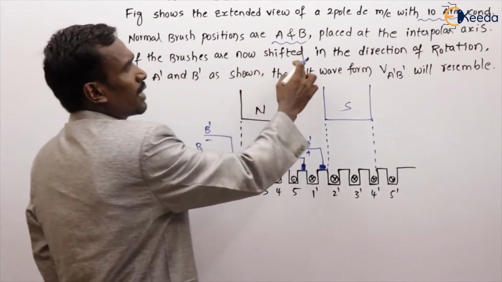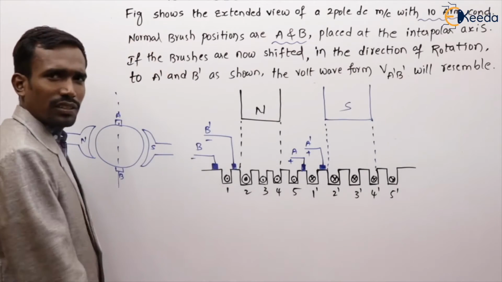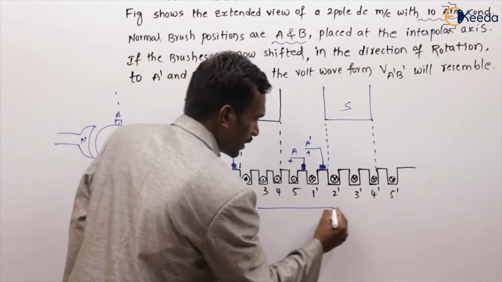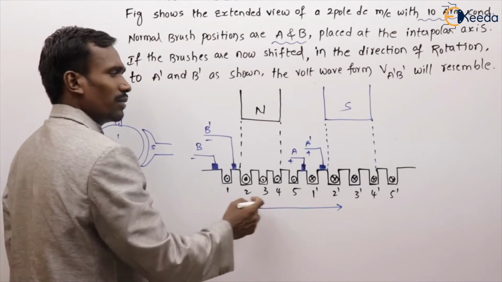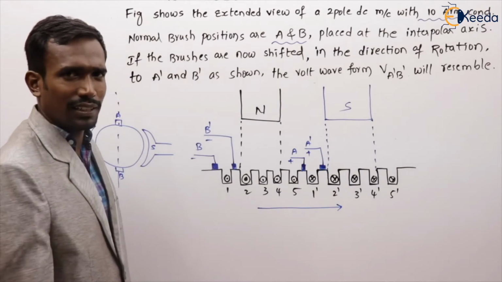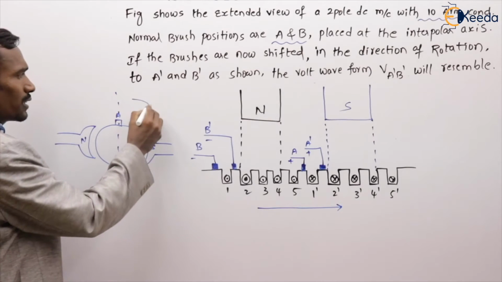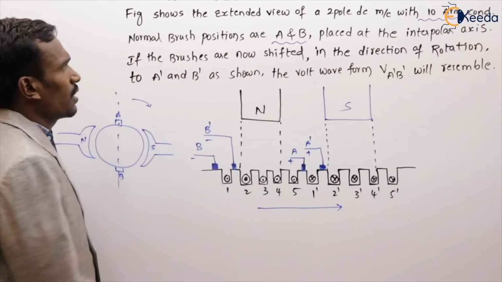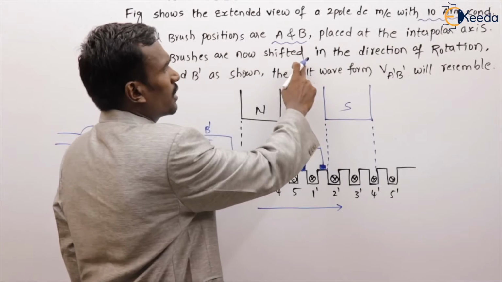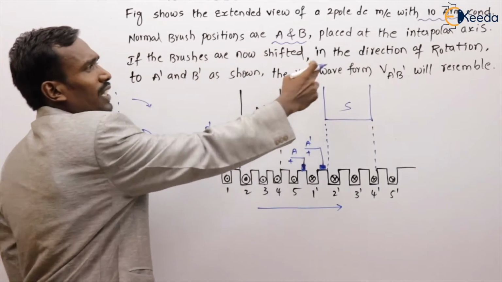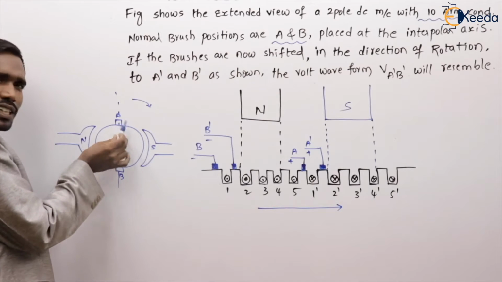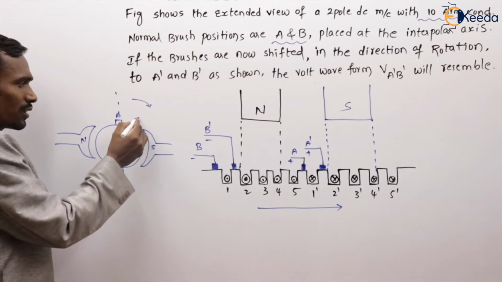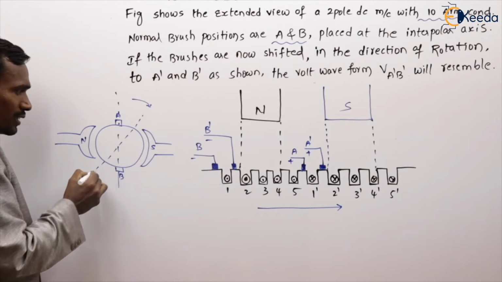If the brushes are now shifted in the direction of rotation, for example, my rotor is rotating in this direction, as given in the question. Now the brushes are shifted in the direction of rotation, nothing but, for example, like this.